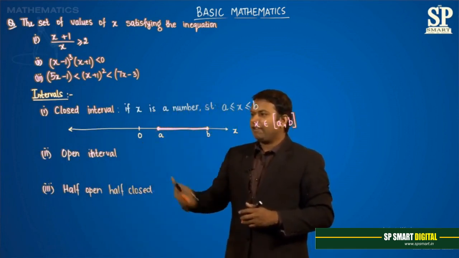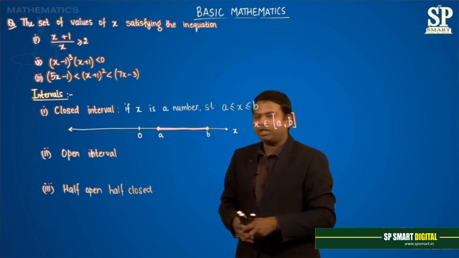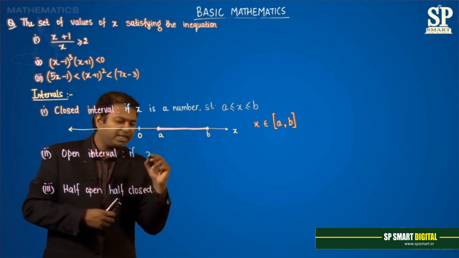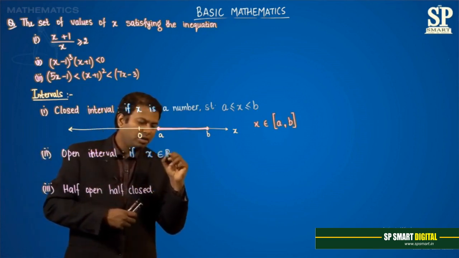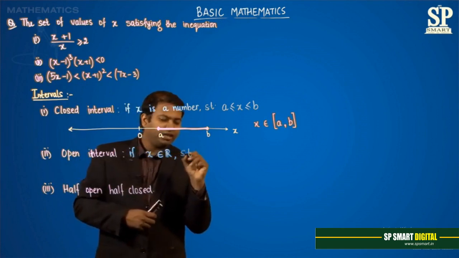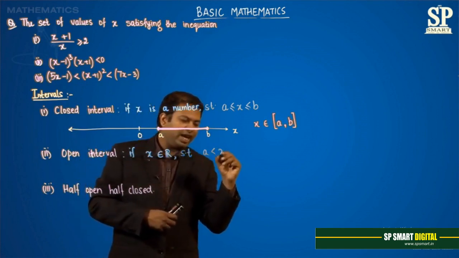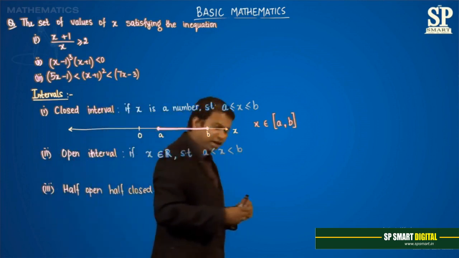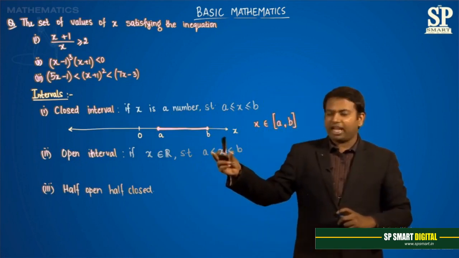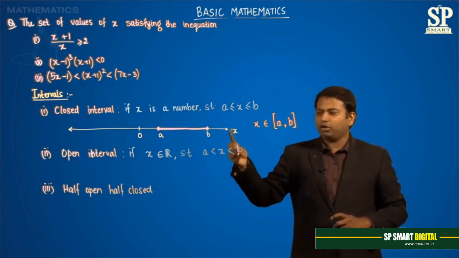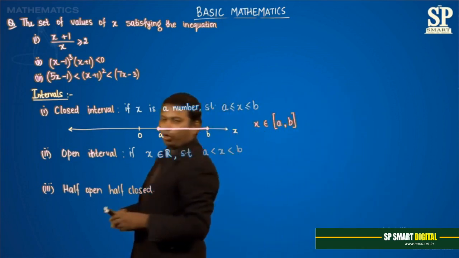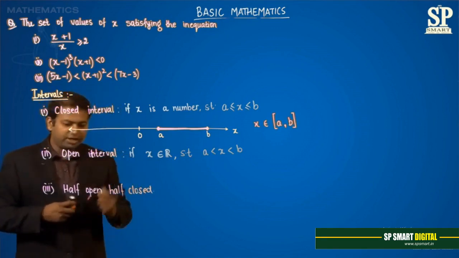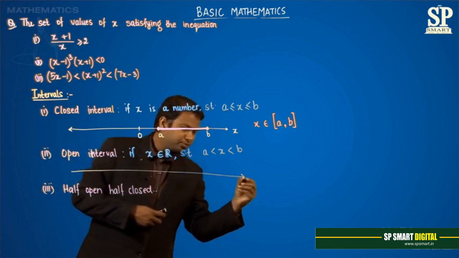Now similarly, if you want to ask how we represent an open interval, let me first write the condition. If x is a real number such that a is less than x is less than b. Now note the difference between the first and the second one. Here the equal to sign is not there, neither with a nor with b. So if we want to represent the solution set of x in this case on a number line, let us first have a number line.